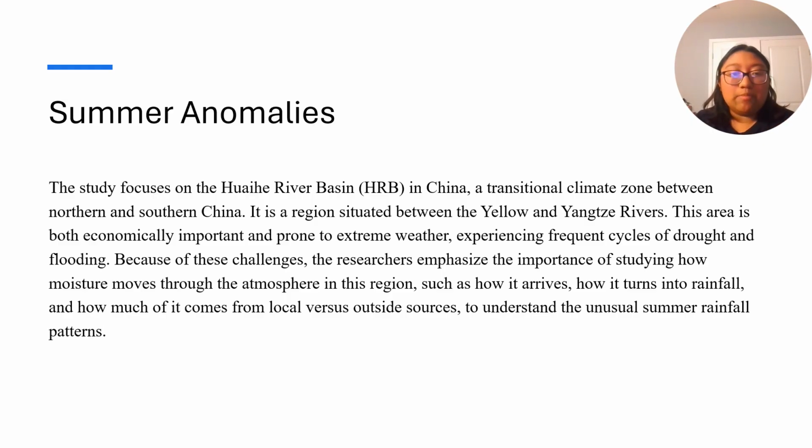Summer anomalies. The study focuses on the HRB in China, a transitional climate zone between northern and southern China. It is a region situated between the Yellow and the Yangtze River. This area is both economically important and prone to extreme weather, experiencing frequent cycles of drought and flooding.